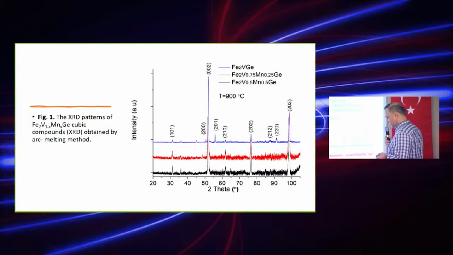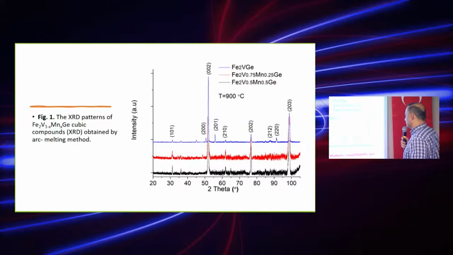This is our XRD pattern at the right-hand side here. There are 3 samples here. One of them is given by the blue color, without manganese. The second one is where we added manganese, 0.75. The third one is given with the black color. We just add 0.5.